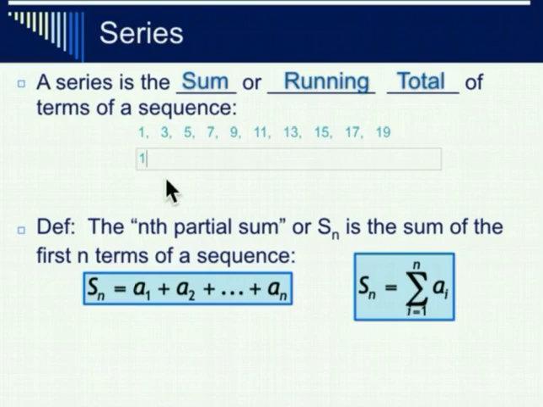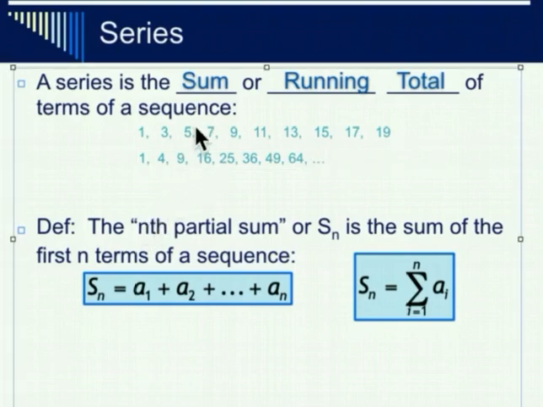If I added 1 and 3 together, I would have 4. If I added 1, 3, and 5 together, I would get 9. 1 plus 3 plus 5 plus 7 is 16, and so on. It happens that the running total of the odd numbers is another famous sequence that you might recognize. I believe these are all square numbers, and so that's kind of cool.